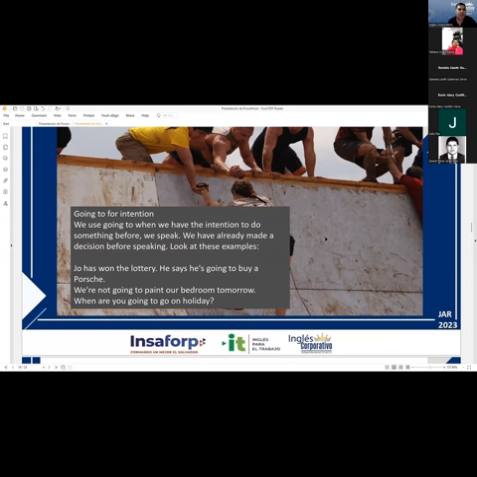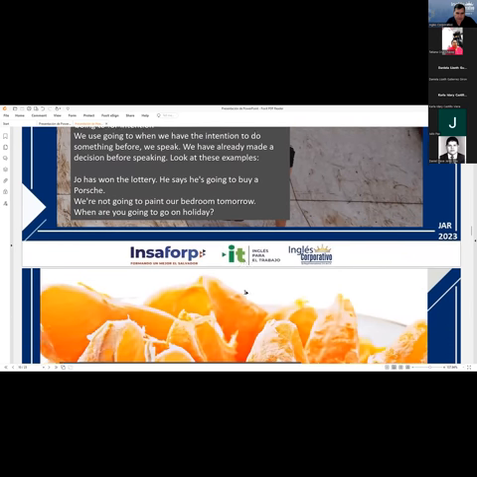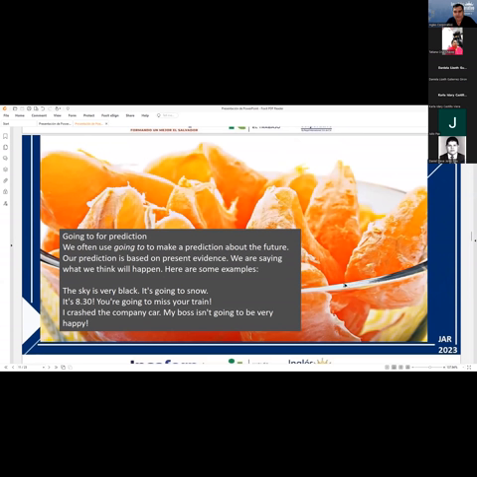Look at this example. Joe has won the lottery. He says he's going to buy a Porsche. We're not going to paint our bedroom tomorrow. When are you going to go on holiday? So, this is the idea. Now look at this tangerine. Are you going to eat fruit after class?